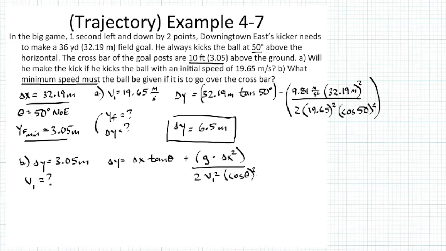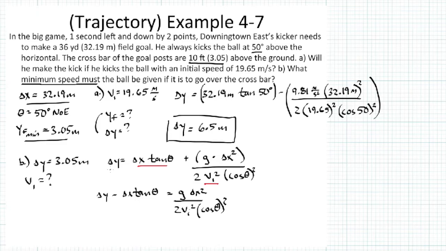Okay, that's our trajectory equation, and we want to solve for this right here. We want to solve for that. So what I'm going to do is move all of this to the other side. So delta y minus delta x tangent of theta equals g delta x squared over 2 initial velocity squared. It's getting crazy, I know. Times the cosine of theta squared. All I did was I moved this to the other side.